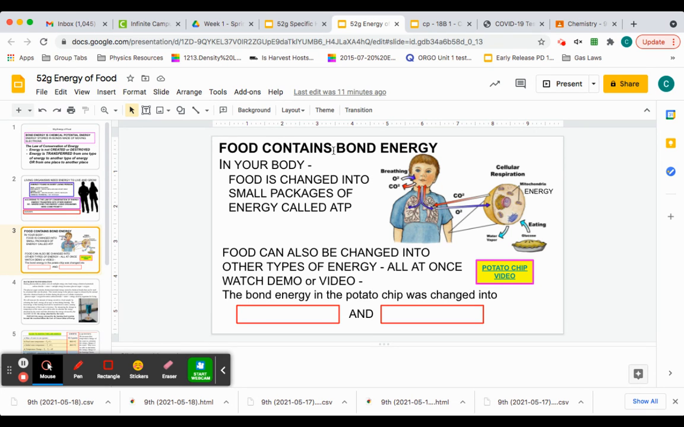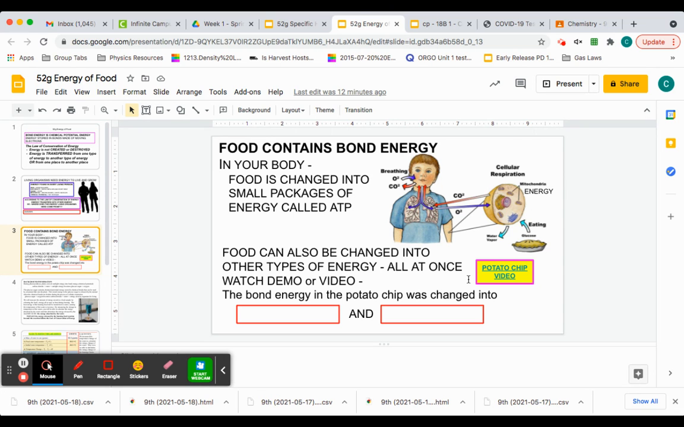Next, so food contains bond energy, and in your body, the food is changed into smaller packets of energy called ATP. This is something you'll learn more about in biology next year, but food can also be changed into other types of energy.